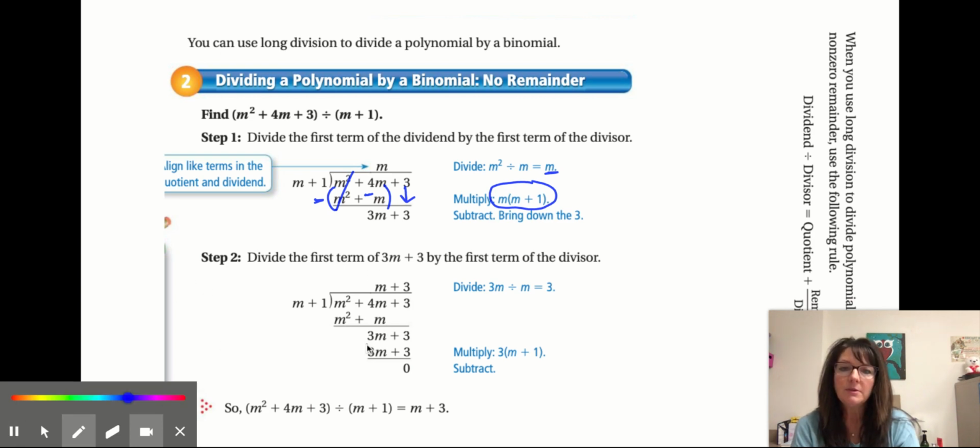All right, that just means we're working down here, right? This is the next place where we're working. So we're kind of looking at this. We're saying, how many times does m go into 3m? Right there, 3m divided by m is 3.